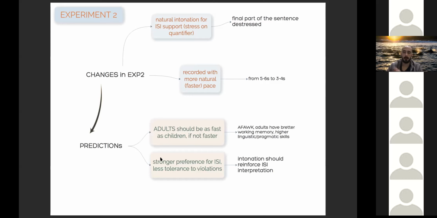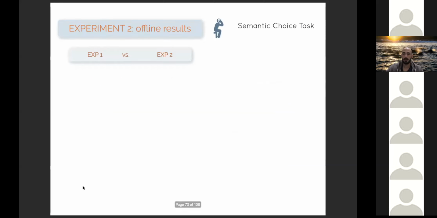So, the prediction for the new experiment. Now that we have a more felicitous task for the adults, because the sentences are more natural, the adults should be faster. They should be as fast as children, if not faster. And we should get a stronger preference for the indirect scalar implicature support and less tolerance for the violation. So we should strengthen the preference for the context support in the indirect scalar implicature. Let's see what happened.